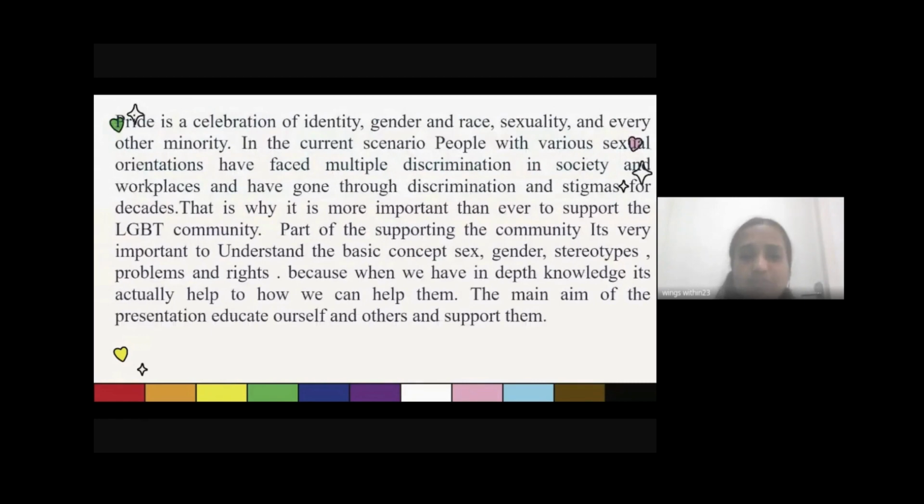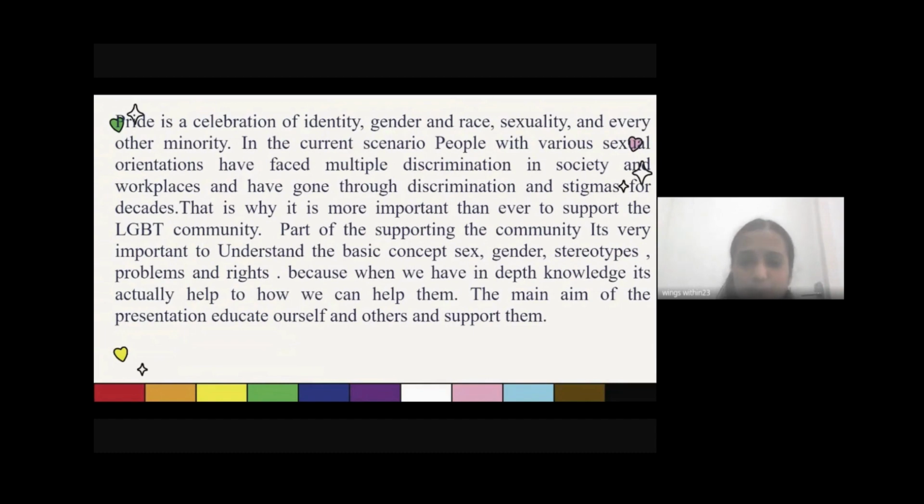So we all know pride is a celebration of identity, gender, race, sexuality, and every other minority. In the current scenario, people with various sexual orientations face multiple discrimination in society as well as workplaces. They have gone through discrimination and stigma for decades. So that is why it's very important that we support the LGBTQ community.